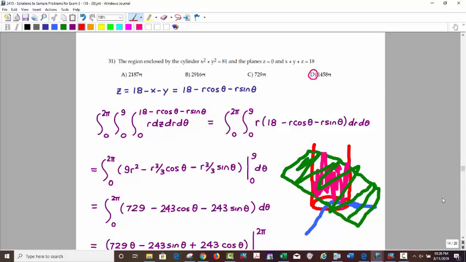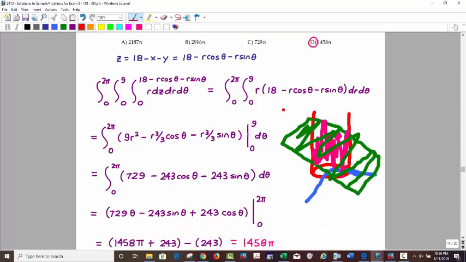Now, I did 2 steps at once again here. I distributed the r and took the antiderivative with respect to r in the same step. So 18r would be 9r squared. Negative r squared cos theta would be negative r cubed over 3 cos theta. And same thing with the r sine theta. So we don't integrate the trig functions yet. We put in 9, we put in 0.